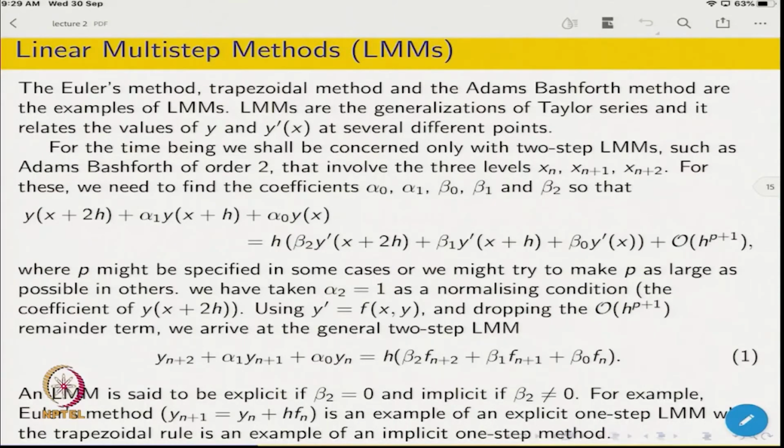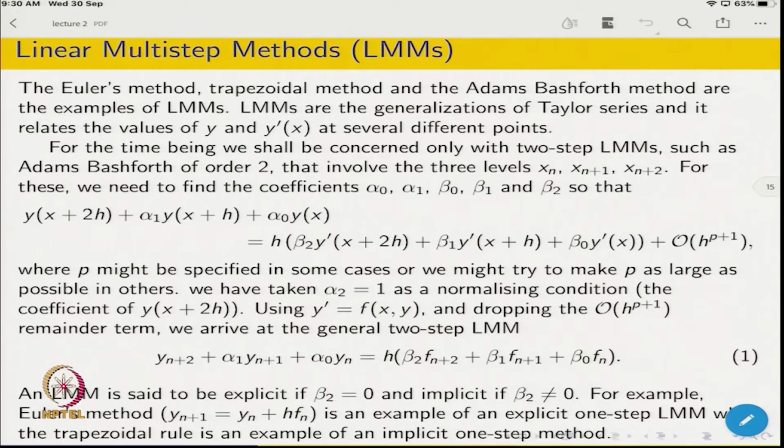Yes. So, now let me introduce linear multi-step methods. Because so far we have seen single step methods or two step methods. In fact, we have seen only one variant of a two step method, which was the second order Adams-Bashforth method. The Euler method, trapezoidal method and the Adams-Bashforth methods are examples of linear multi-step methods. Single step, two step, both categories come under multi-step.